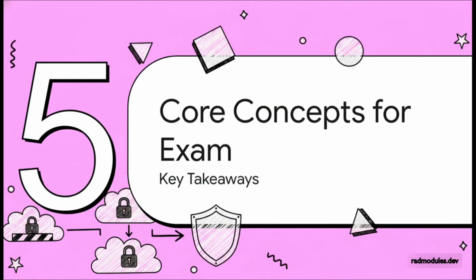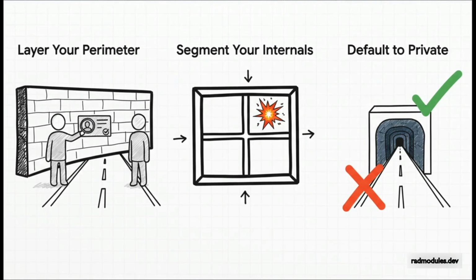Okay, we have covered a ton of ground. So let's take a breath and boil all of this down into the most important takeaways you need to have locked in for Section 2 of the exam. If you remember nothing else from this explainer, please remember these 3 principles. Number 1, layer your perimeter. Don't just rely on a firewall. Combine it with strong identity checks. 2, segment your internals. Assume a breach is going to happen and build walls inside your network to contain the damage. And number 3, default to private. Make private connectivity the rule, not the exception.